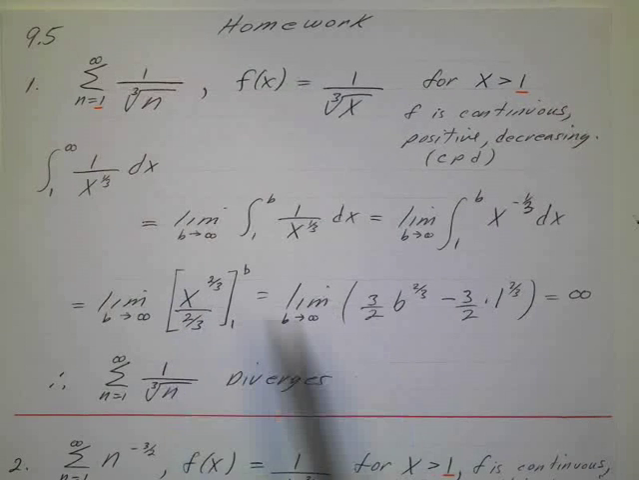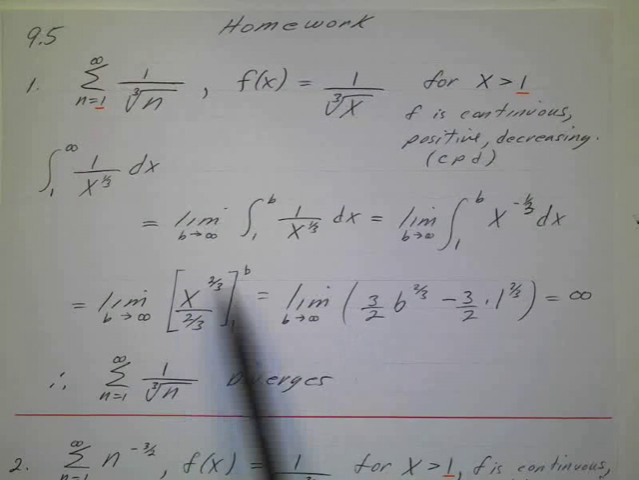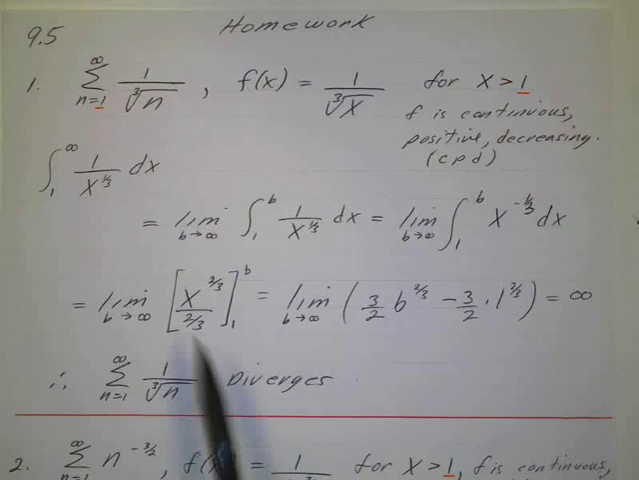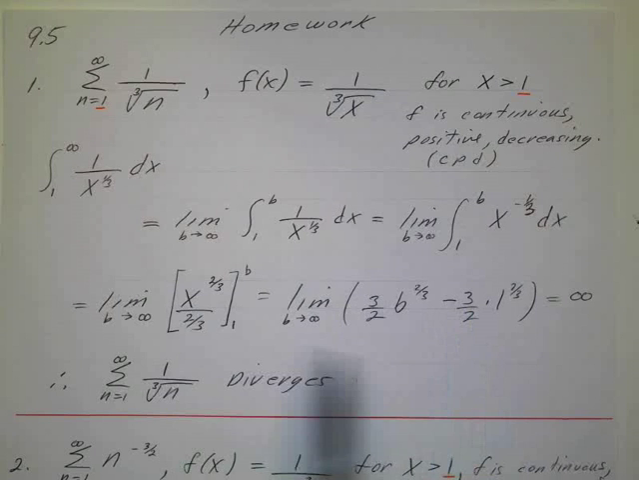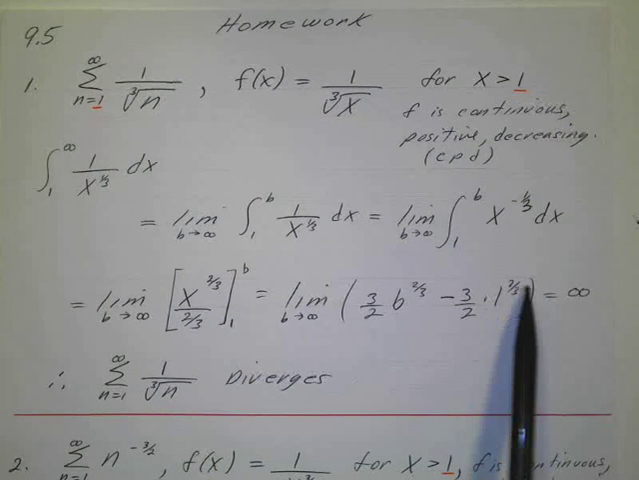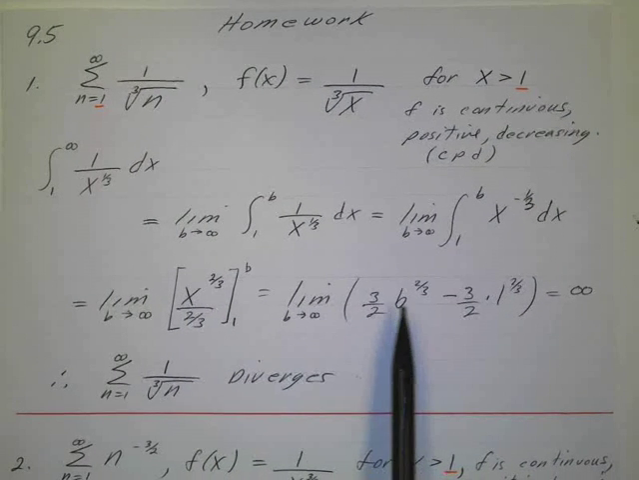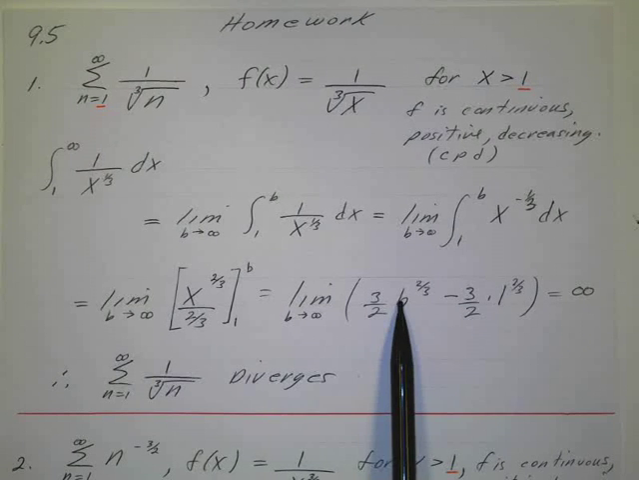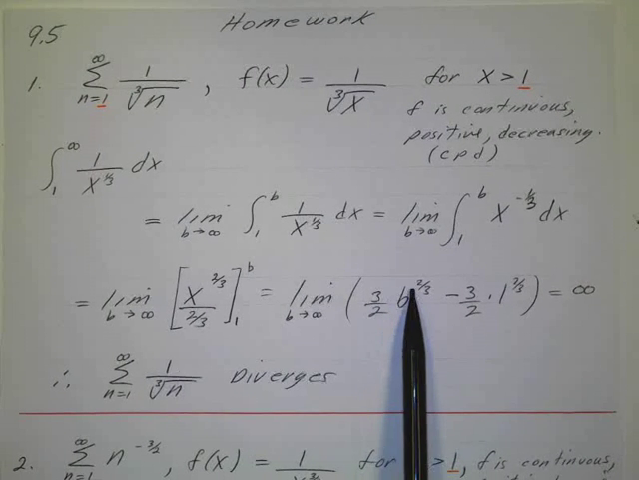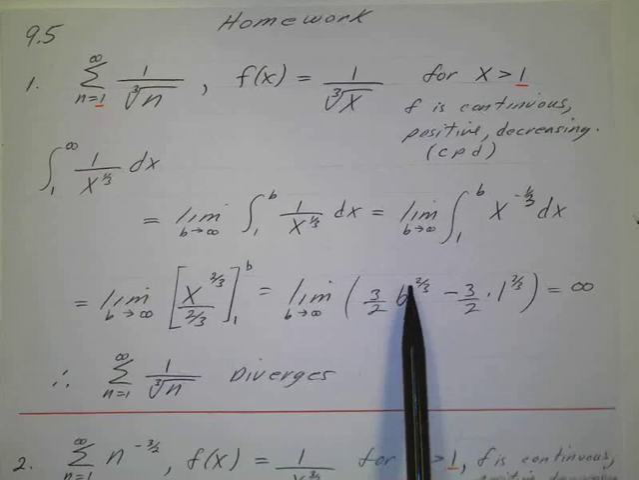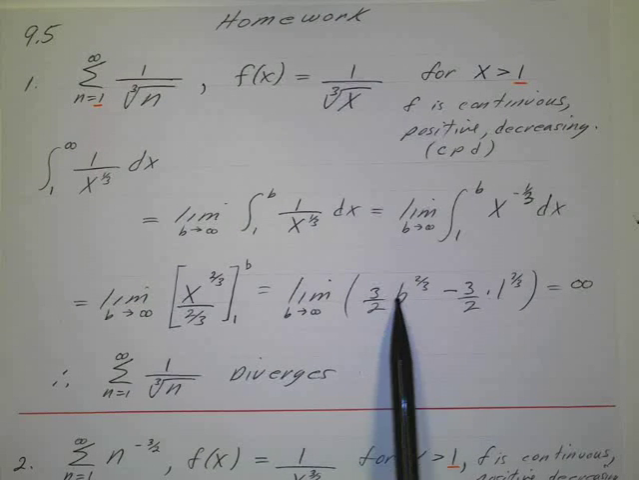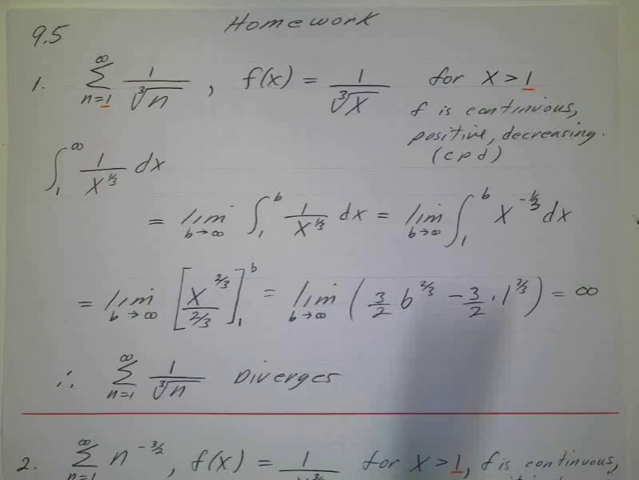And that'll be the limit of, and I can invert and multiply, 3/2 b to the 2/3 minus 3/2 times 1 to the 2/3. I don't need to worry about this because this is the main thing. This is going to go to infinity. Infinity to the 2/3 power, the cube root of infinity squared, will be infinity. So this whole thing is going to go to infinity.